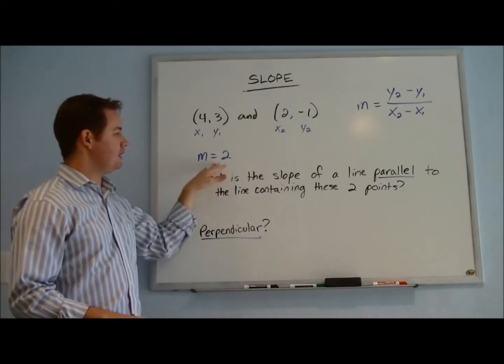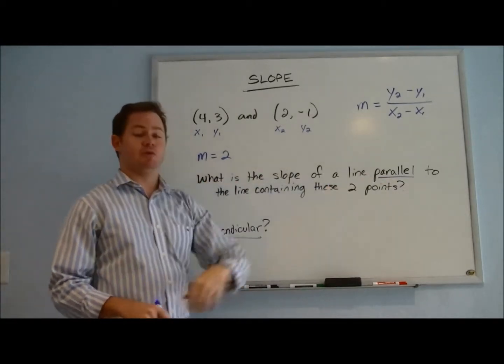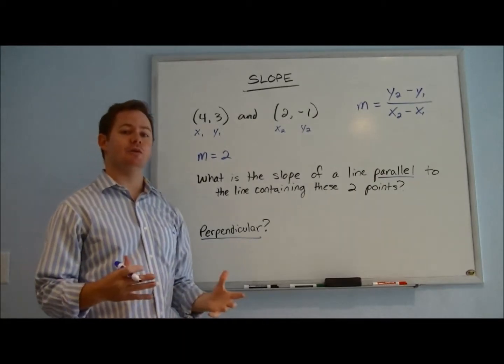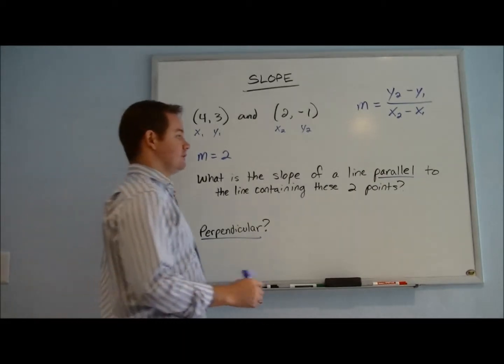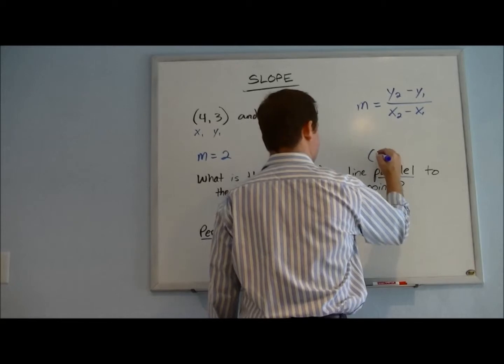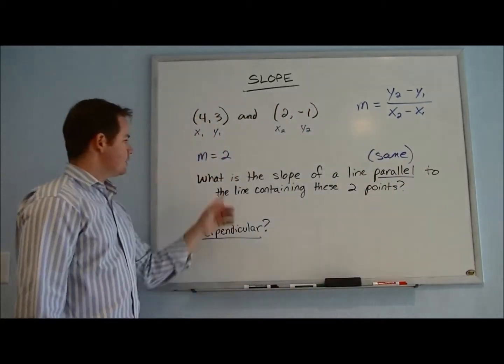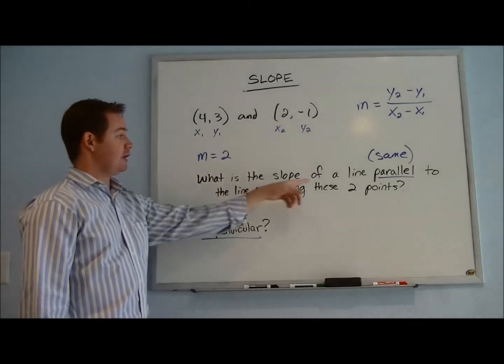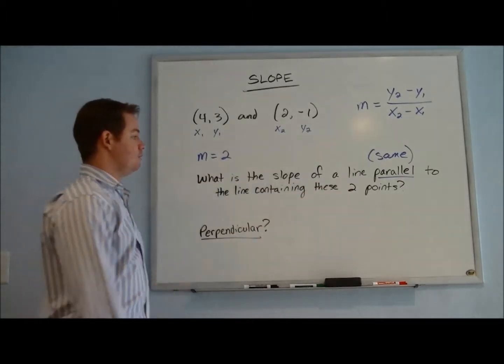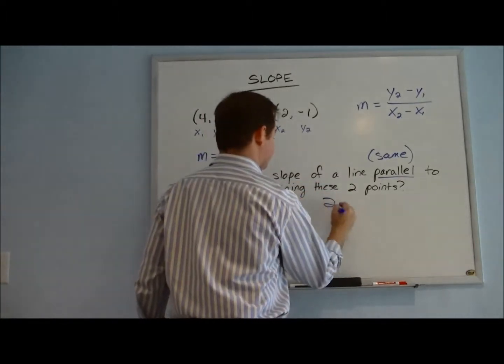And so now we need to understand the relationship between parallel lines and their slopes. And parallel lines are going to have the same slopes. So if this has a slope of 2, then the line parallel to that line will also have a slope of 2.